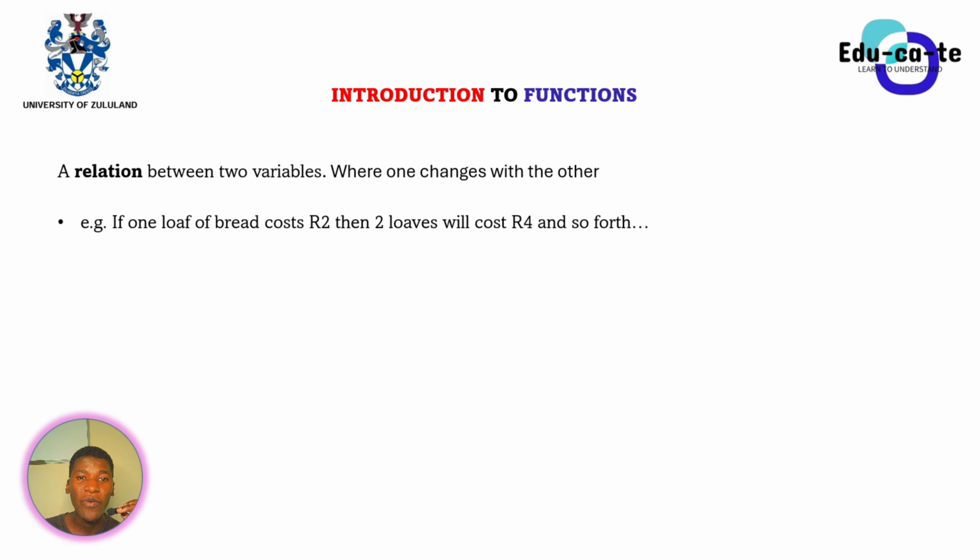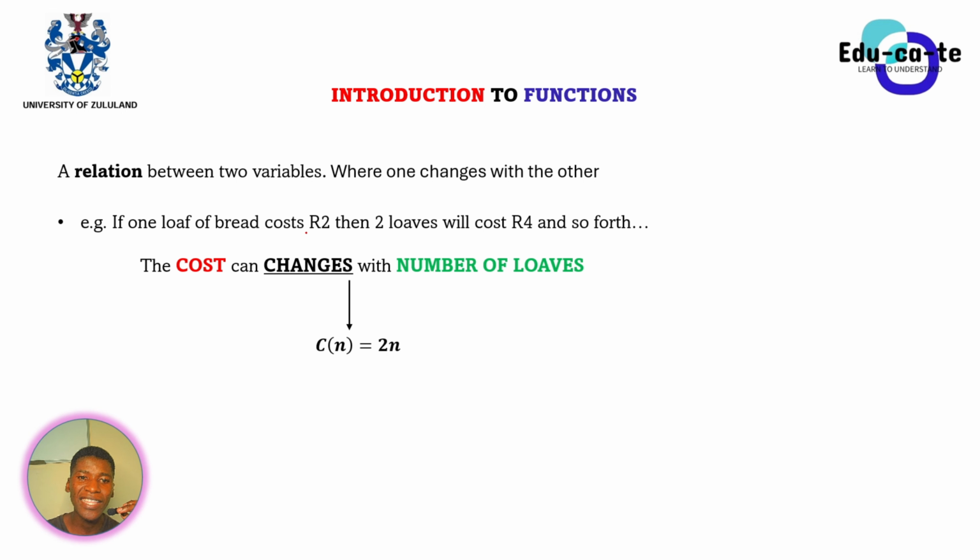In this way, we know that if there is only one bread, that is 2 rand. If there are 2 loaves of bread, it's 4 rand. So we can say that the cost of the bread depends on the number of breads. So we say that the cost is a function. So the cost changes. So the cost changes with the number of what? With the number of loaves. So in general, we can express this as a function and say that this is cost as a function of number of breads. So this is cost as a function of number of bread, of loaves, of course.